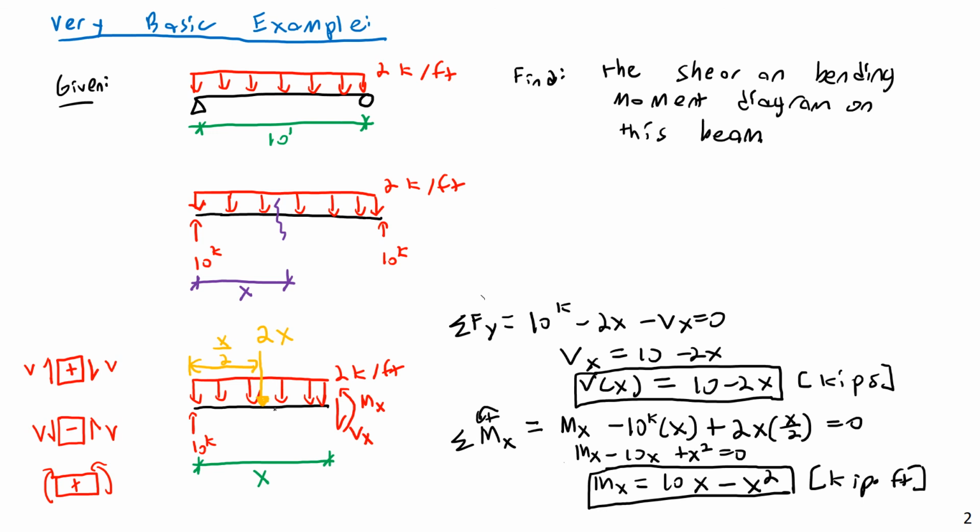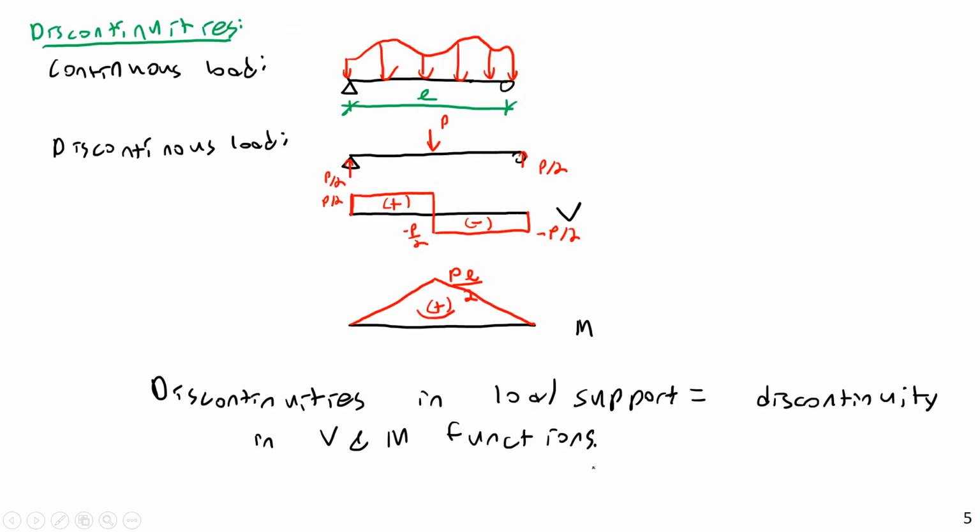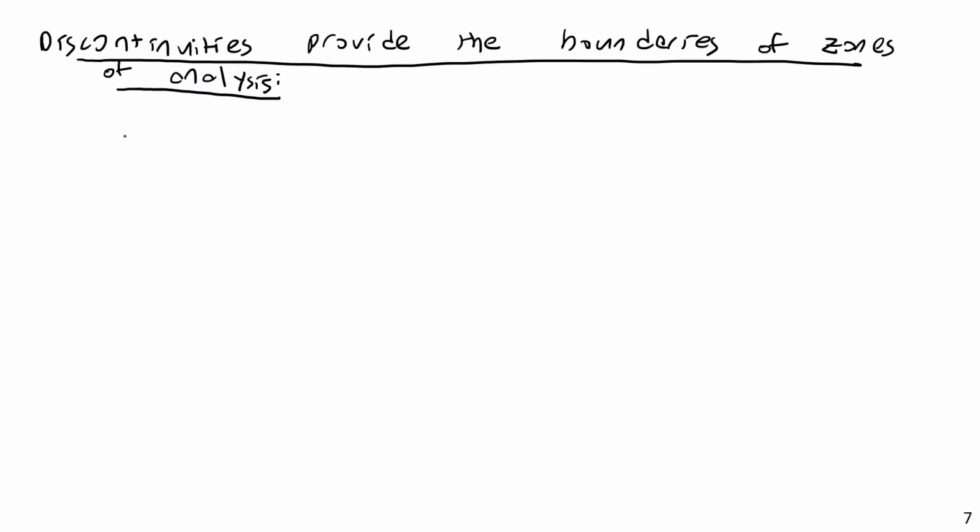But if the actual load itself changes at different locations on the beam, then of course your load functions will change. If your load function is changing along the beam, then of course at different locations your shear and your moment will change along the beam. Those functions will.